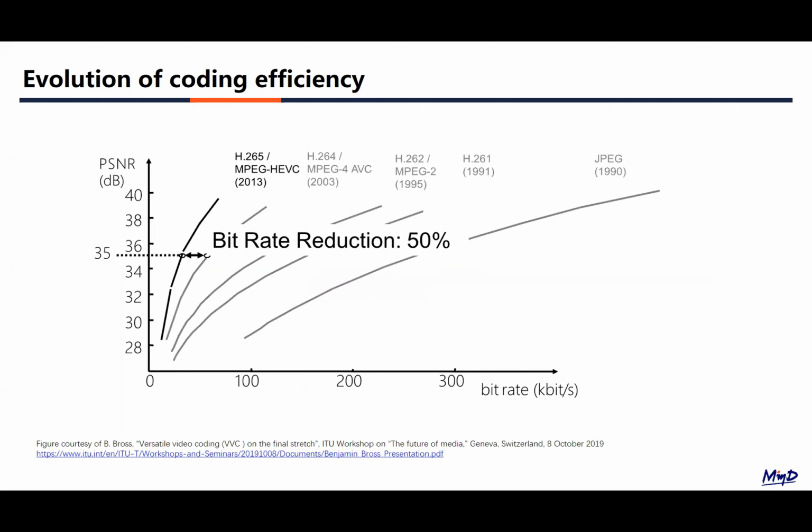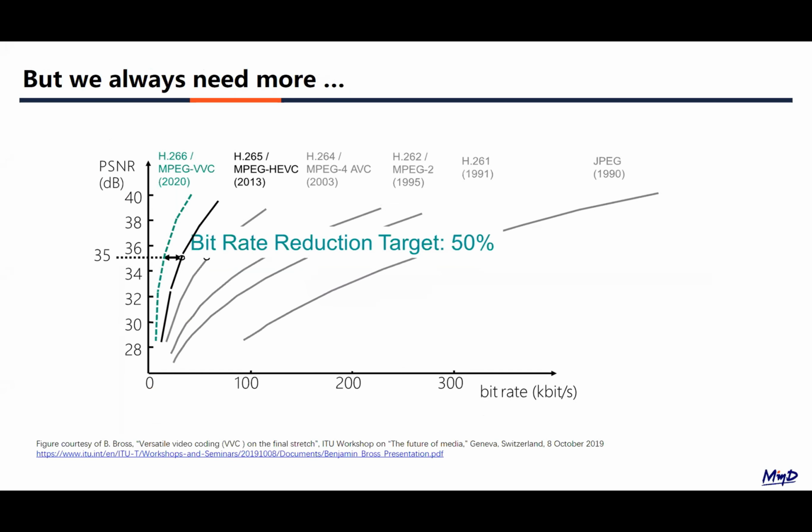So why do we do this, right? Why do we keep generating different generations of codecs? Certainly, coding efficiency is the foremost reason for that. So for every 2 generations, we always try to achieve a bit rate reduction of 50%. And that is the same for VVC. That's what we are targeting, a reduction of 50% at the same subjective quality, to move the coding efficiency curve further to the left.